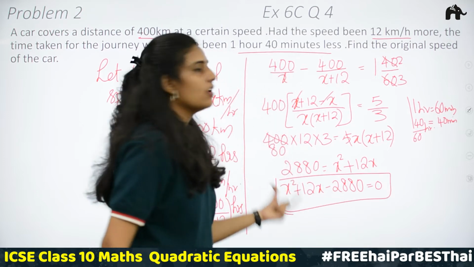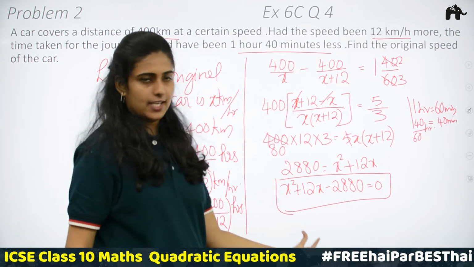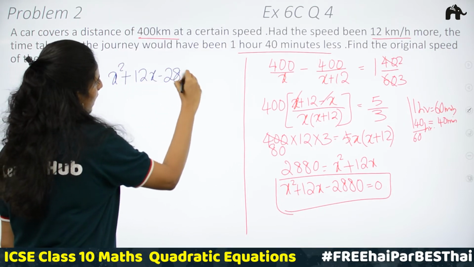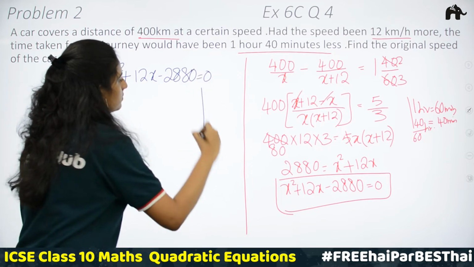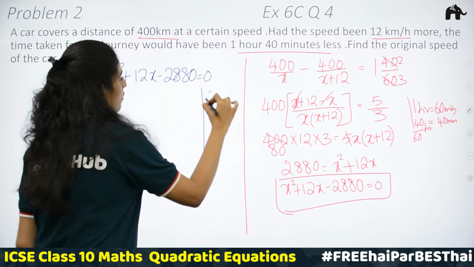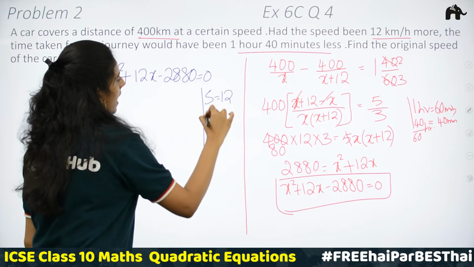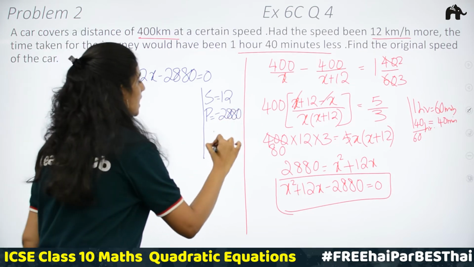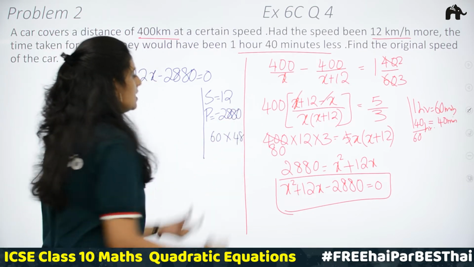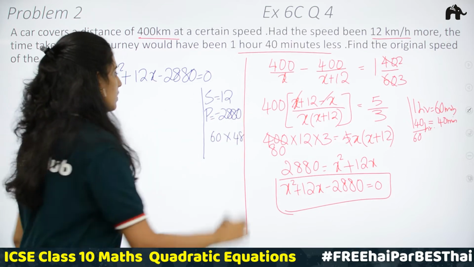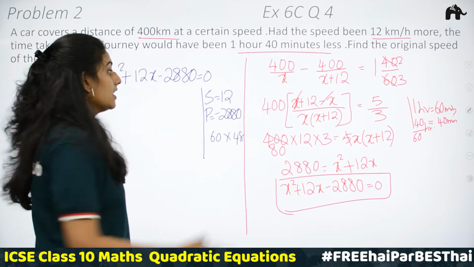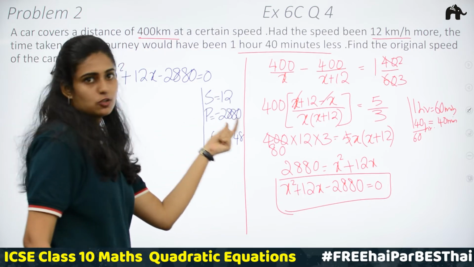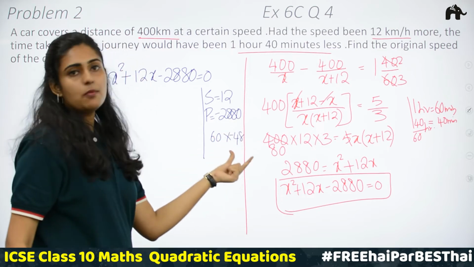Okay, I am going to solve this quadratic equation to find the value of x. x square plus 12x minus 2880 is equal to 0. We have to factorize this. The sum of the numbers chosen should be 12 and the product should be minus 2880. 60 into 48 is 2880. Here we have a negative in the product and the sum is positive, which means the greater number should be positive and the smaller number should be negative. So 60 and minus 48.